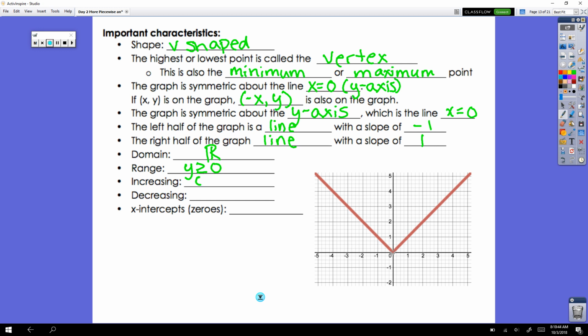Our graph is increasing from 0 to infinity, which you could also write like this. And it is decreasing from negative infinity until 0, which you can also write like this. Our zeros for our parent function is just 0, 0. You could have more than one 0 if the graph is moved around. Say you cross through the x-axis here, you would obviously have 2.